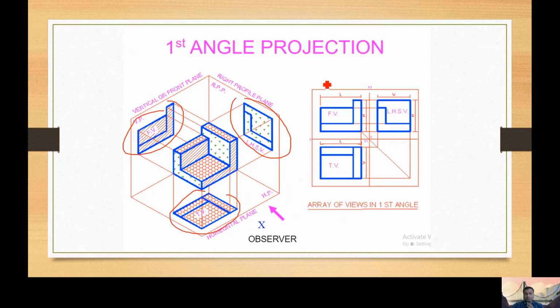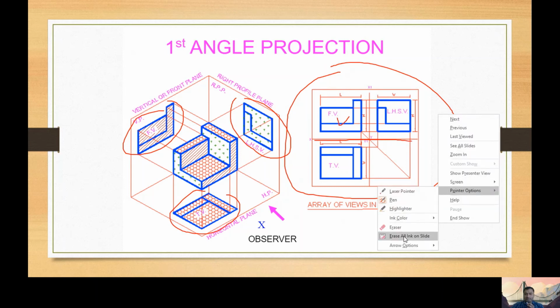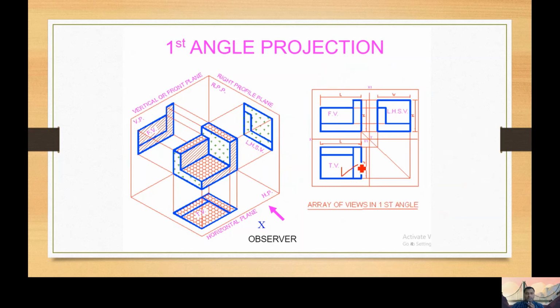Now, how are the views going to be placed? This is the final orthographic projection. How is the object placed? Front view above XY. This is XY, right? Front view is above XY. Top view is below XY, and the left side view is on the right of the front view. So this is the final orthographic projection of this object, which we have to plot. An engineer is going to read this orthographic.